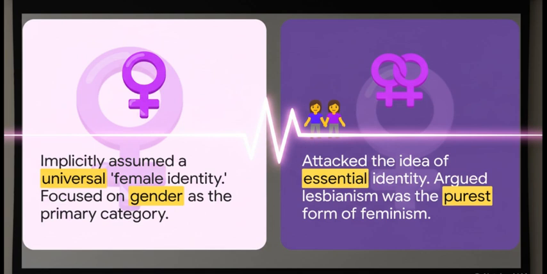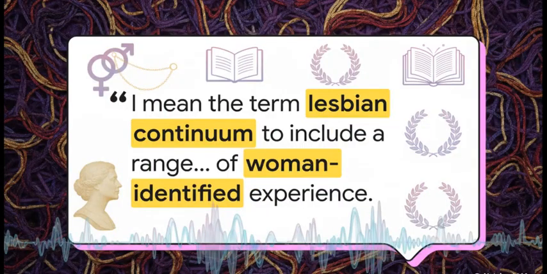But a lot of lesbian critics were saying, hang on a second, that doesn't really include us. They argued that this universal identity actually erased their specific experiences. Their take was that real feminism, the purest form, meant total autonomy from men. This was a huge deal because it basically blew up the idea of a single unified womanhood and forced everyone to think about identity in a much more nuanced way. And right in the middle of this debate was an absolutely brilliant poet and theorist named Adrienne Rich.